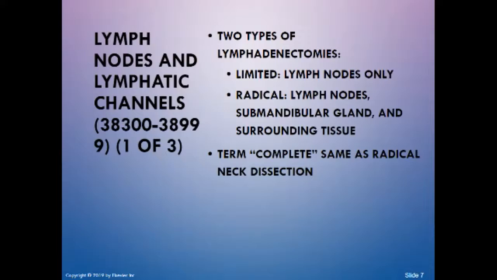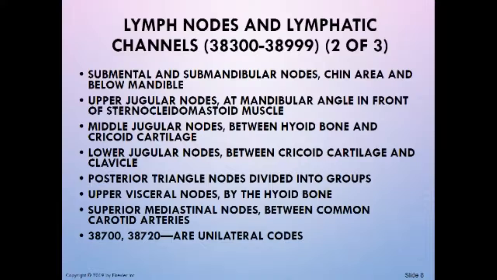And then the radical starts at 38700. If we go over to radical, you can see that it's labeled radical. Lymph nodes and lymphatic channels, 38300 through 38999. 38300, it's right here. We're still in the same spot.